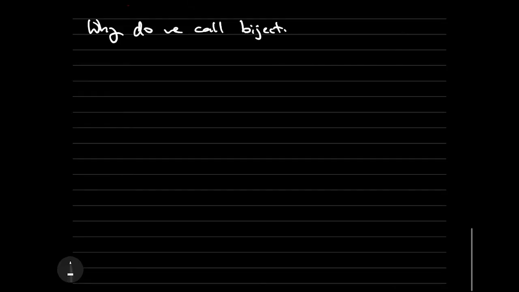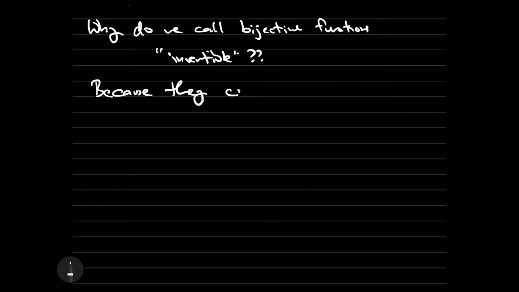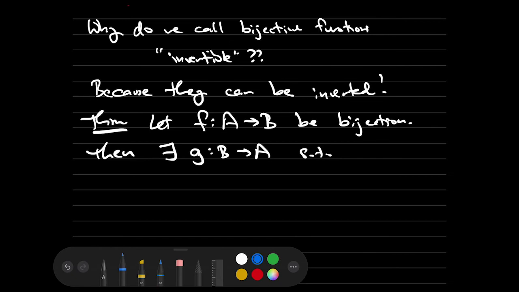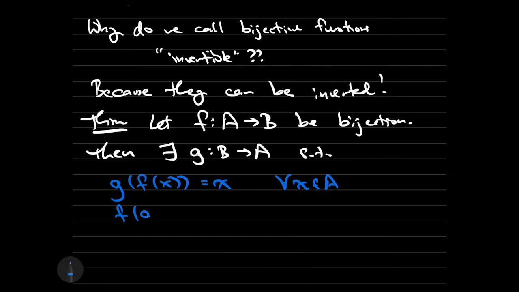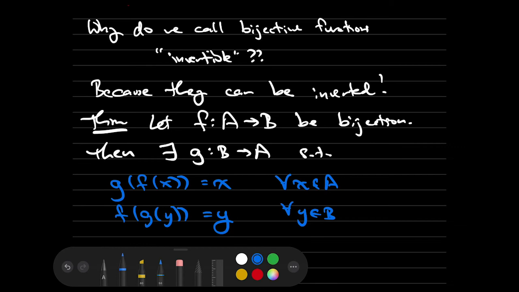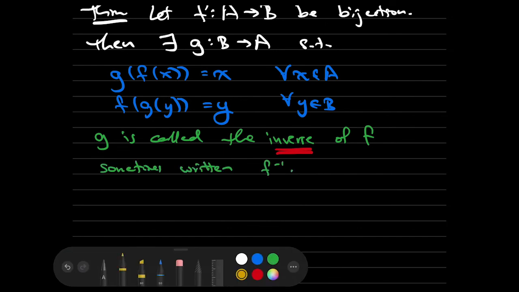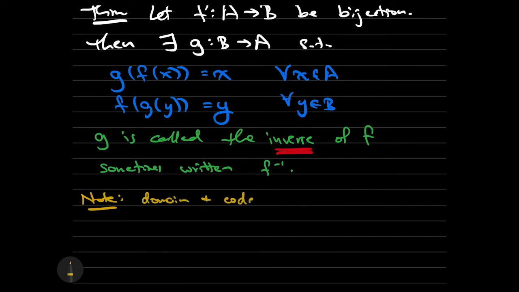Okay, so now, why do we call invertible functions invertible? It's because these functions can be inverted. They're invertible, able to be inverted. Let us be precise with the following theorem. Let F going from A to B be a bijection. Then there exists a function G from B to A such that G of F of X is X for all X in A, and F of G of Y is Y for all Y in B. This function is called the inverse of F, and sometimes denoted F with a -1.